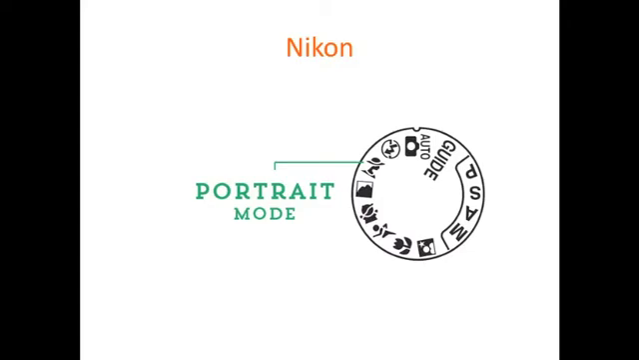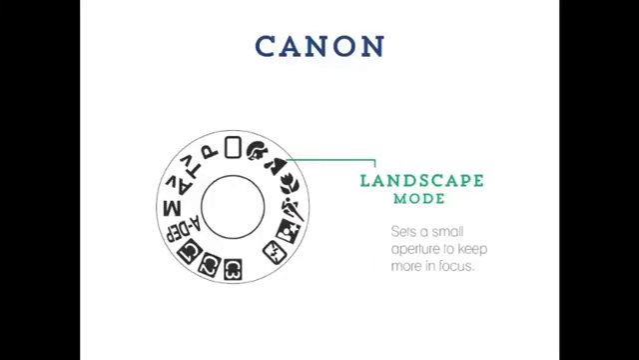On Nikon, that's represented by another silhouette of a woman wearing a hat. Landscape mode is kind of the opposite. It'll set a small aperture to keep more in focus, because when you're photographing a landscape, you want everything nice and sharp. You want the mountains, you want the sky, you want the trees in the foreground, all nice and sharp. So in landscape mode, your camera is picking a relatively small or closed aperture to keep more in focus.